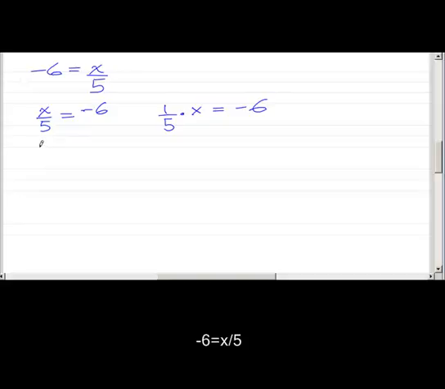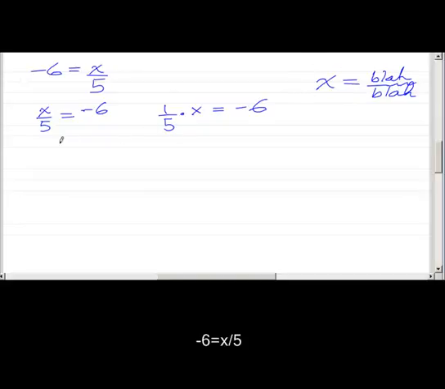So if we have 1/5 times x equals negative 6, don't forget we want to isolate the x on this side, so it just says x equals, right? We're always trying to get x alone equals blah, blah, blah. You can see that x is alone here.